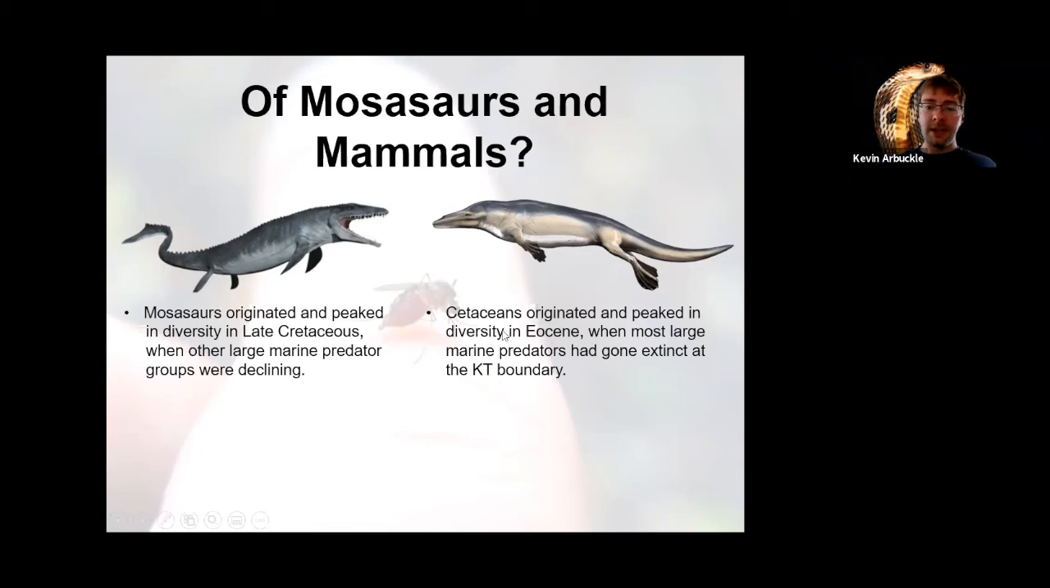Similarly, in the Eocene, this is basically when cetaceans, so whales and dolphins, originated, and they also peaked in diversity around this same time. And this is after the end Cretaceous mass extinction, so this is after things like mosasaurs and other previous large marine predators.